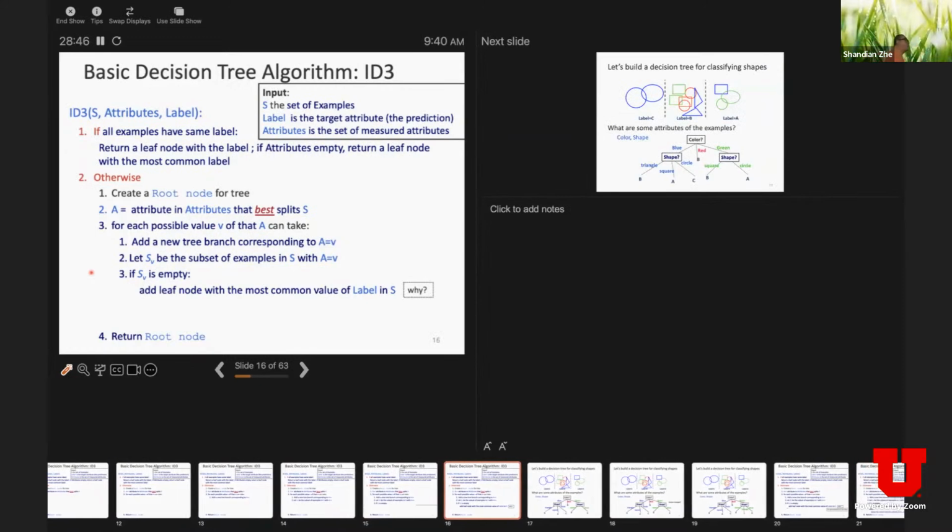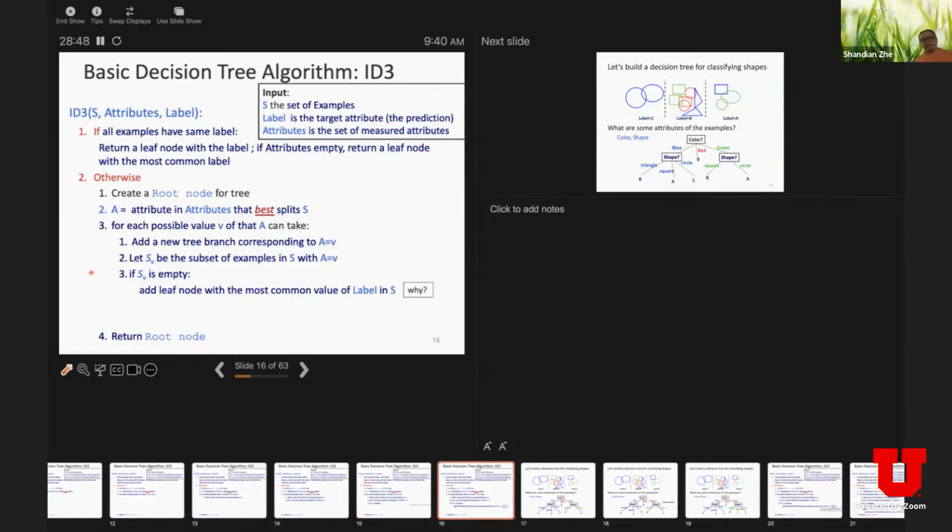Even if SV is empty, to ensure that the algorithm always gives some prediction, we're going to add a leaf node with the most common value of the label in S. Here, we choose to use the most common label in S, but in practice, you can choose to use the most common label in the whole data set or at some intermediate levels, whatever.